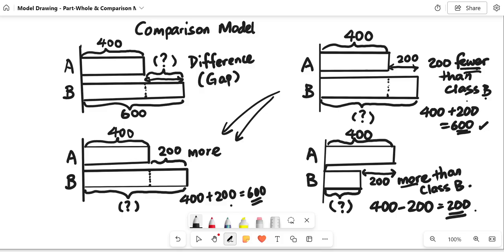So please take note. Train your child to read the question carefully and to put in the question mark and to read again to understand which item has more and which item has fewer.